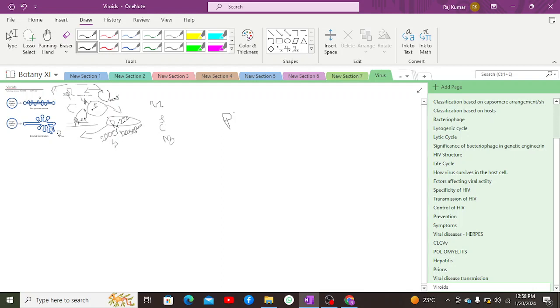Apart from that, another example is coconut cadang-cadang viroid. Coconut, having the scientific name Cocos nucifera, is affected in its fruit growth, because the viroid affects the photosynthetic activity of the coconut. So it basically affects the coconut fruit growth.